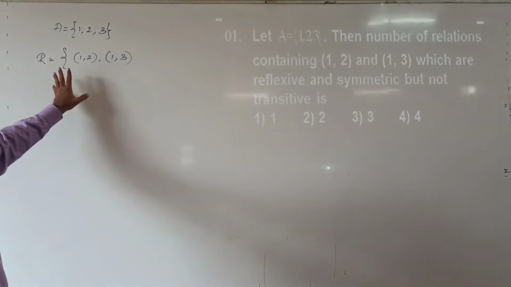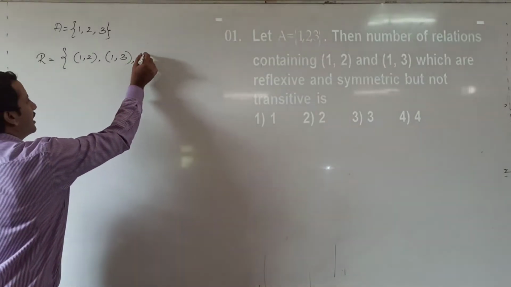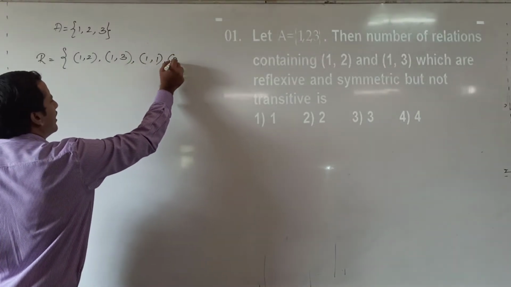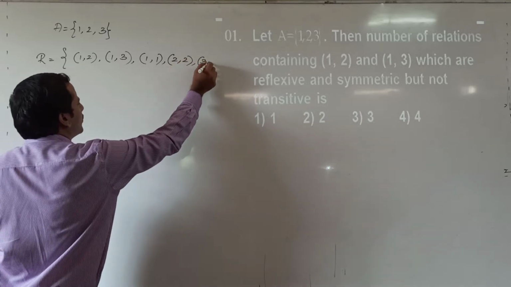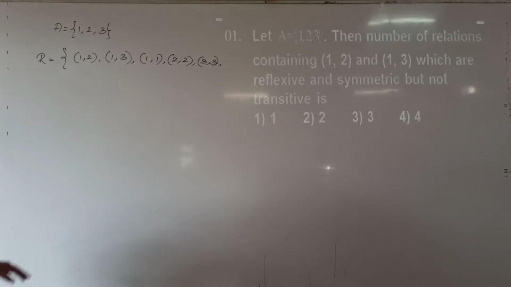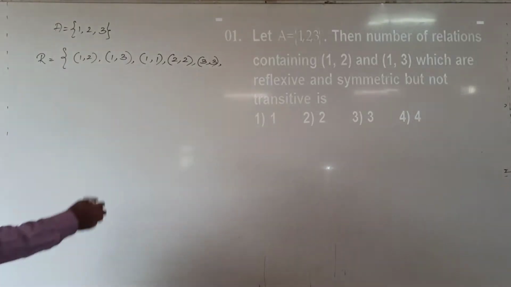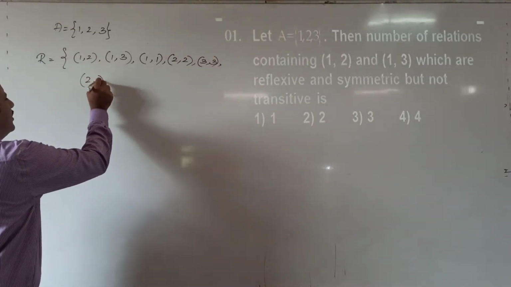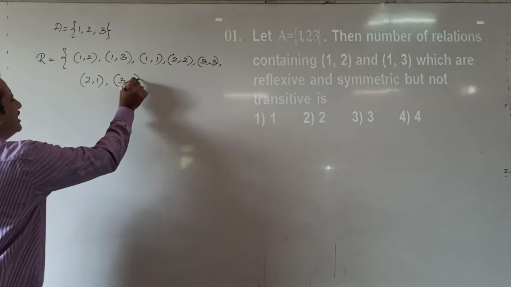Okay. So first of all, I want to make it reflexive. What can I write? I have to add (1, 1), (2, 2) and (3, 3). Okay. After that, I want to make it symmetric. (1, 2) is there, so I will write (2, 1). (1, 3) is there, immediately I will write (3, 1).